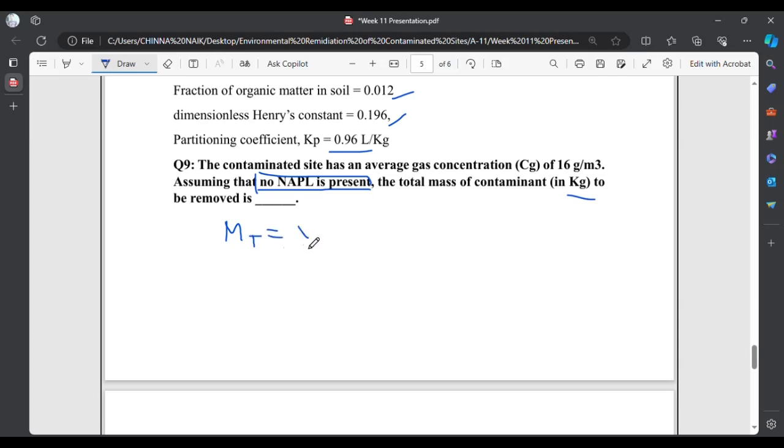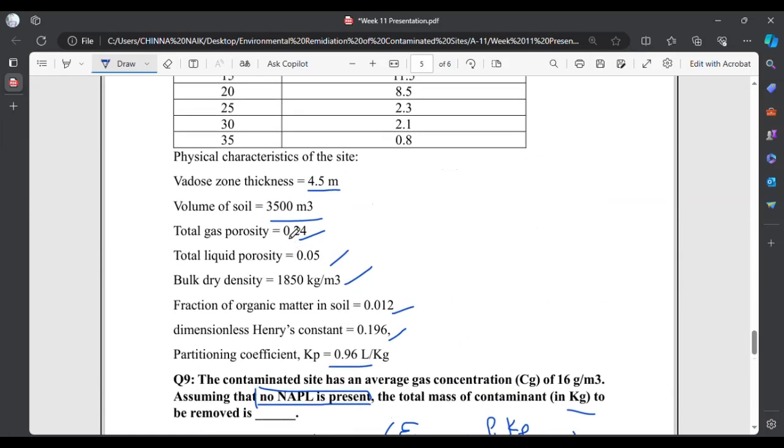equivalent to volume, times concentration of gas, times porosity of liquid or water divided by Henry's constant, plus bulk density times partition coefficient, again divided by Henry's constant, plus total gas porosity. I think all values are given directly in the question itself.